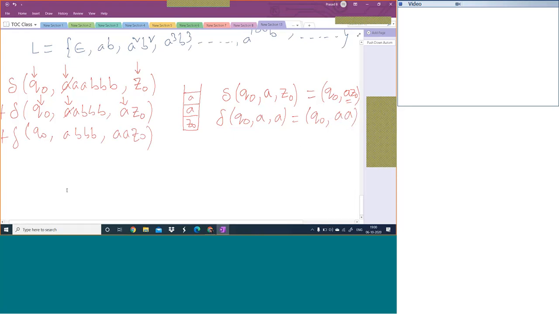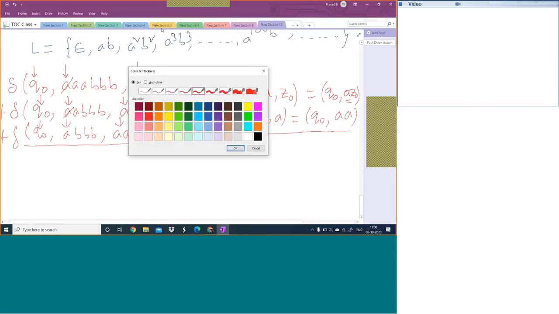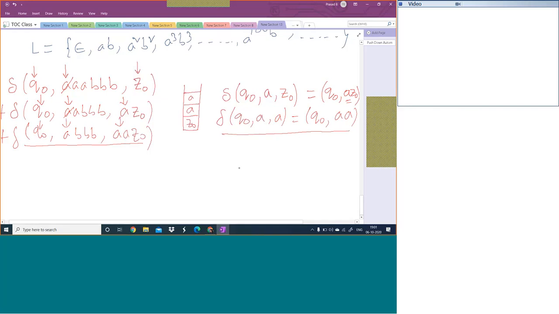Now again, what is the situation? The present state is Q naught, the present input symbol is A, and the top symbol is A. This situation is matched with this move. So this single move is sufficient to push all the A's. This is a tool. With this tool, we can push all the A's. As long as A comes, all A's will be pushed.